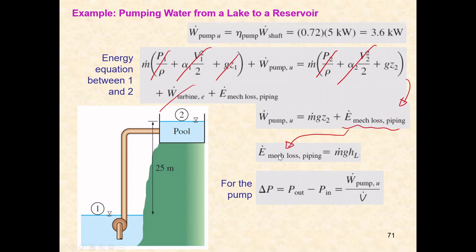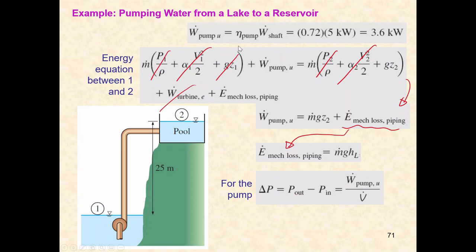The head loss of the piping equals the mass flow rate multiplied by gravity multiplied by the head loss of the piping system. All right, so if we know the energy provided from the pump, then we will know this value. And if we also know the mass flow rate, then we can actually estimate the head loss in the pipe, because we know Z2 is 25 meters above Z1.